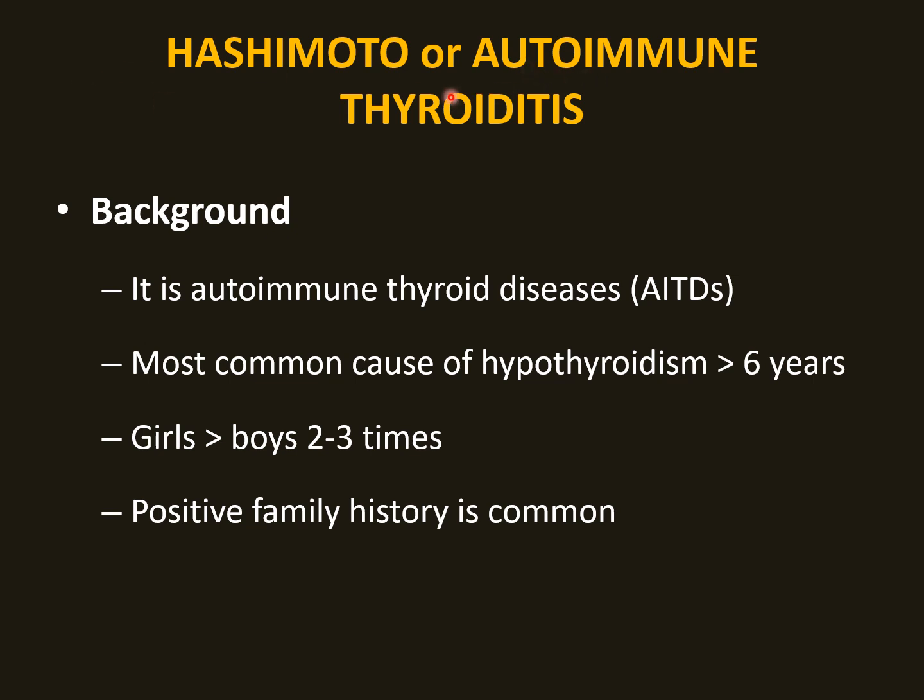Hashimoto thyroiditis or autoimmune thyroiditis. It is an autoimmune disease of the thyroid gland. Most common cause of hypothyroidism in children more than 6 years of age. More in girls than boys, about 2 to 3 times more in girls than boys. Usually you will see a positive family history.